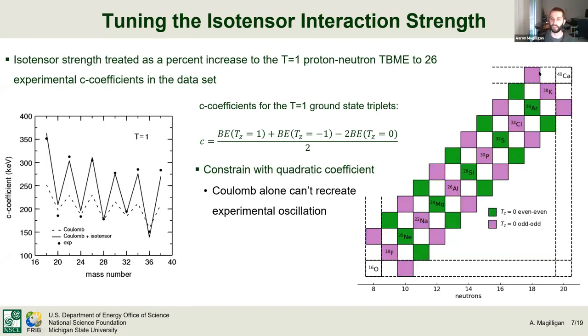We can look on the right here at these T=1 triplets, and I've split them into two groups: whether the triplet in question has a core nucleus that is even, or a core nucleus that is odd. And that is what gives this oscillation, this pairing effect between those two. And so you see when we add in this isotensor effect, about a 2% increase, we get a very good agreement with experiment. And that tells us we can use this as a way to tune in exactly what we want that isotensor strength increase to be.